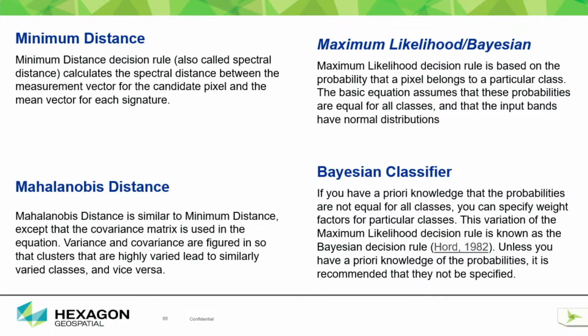Again I am coming to the Bayesian classifier, where the probabilities are not equal for all classes. So again it is related to the statistical formula. The probabilities are not equal for all the classes, so based on the pixel distribution pattern that will be defined.